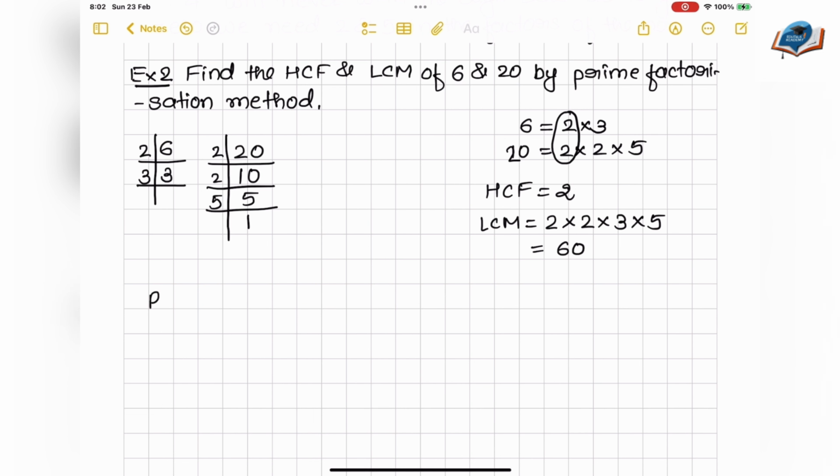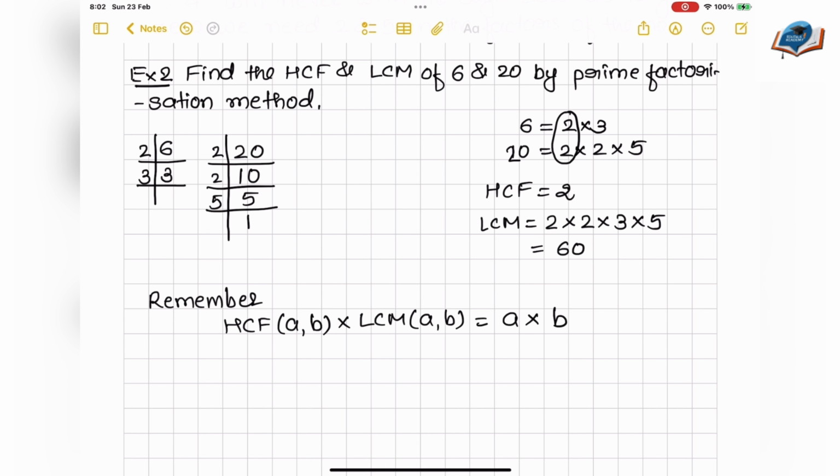Also remember: HCF of A comma B into LCM of A comma B, where A and B are the numbers given to us, will be equal to the product of the numbers, that is A into B. If I want to prove this, I can prove it with this sum only.